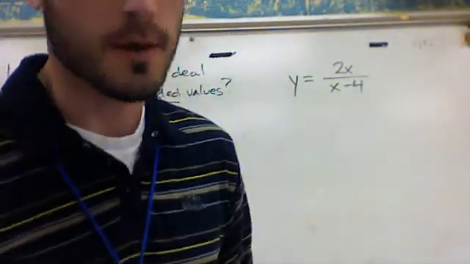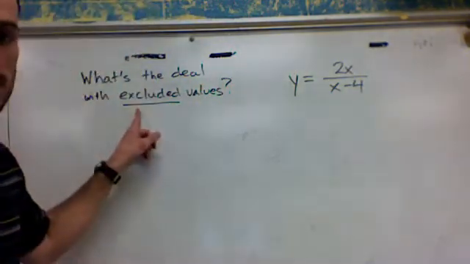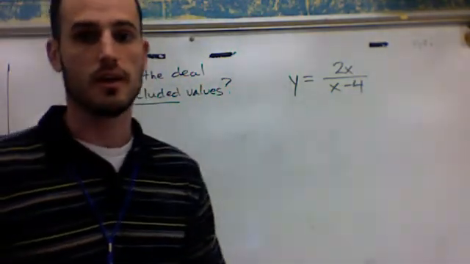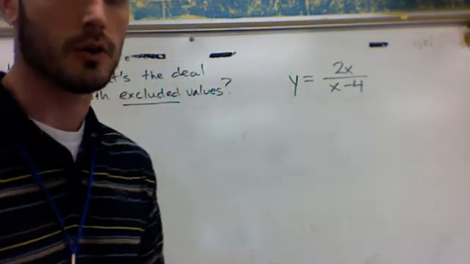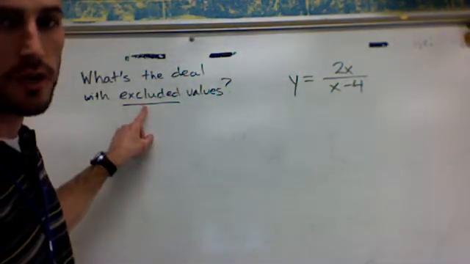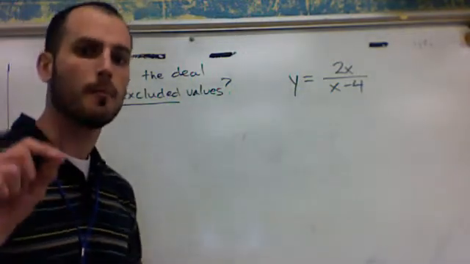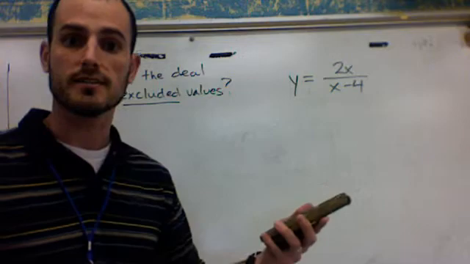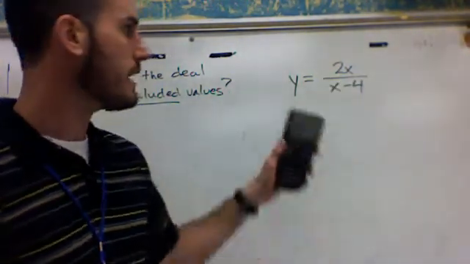Now, something that's come up recently as we've talked about rational functions is what's the deal with excluded values? You remember the first day we actually talked about that, we used our calculator, and there's something with rational functions and excluded values that deal with dividing by zero. Well, why is that? Well, let's use this as an example.